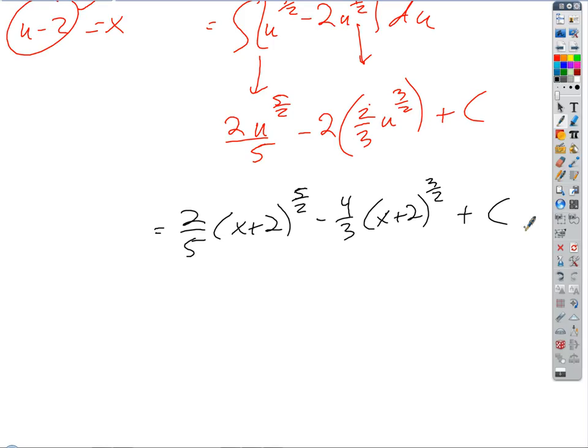Good enough for one day? Looks a little better. Okay, so all we have left to do is apply this to definite integration, and then I think that's probably about all we're going to do.